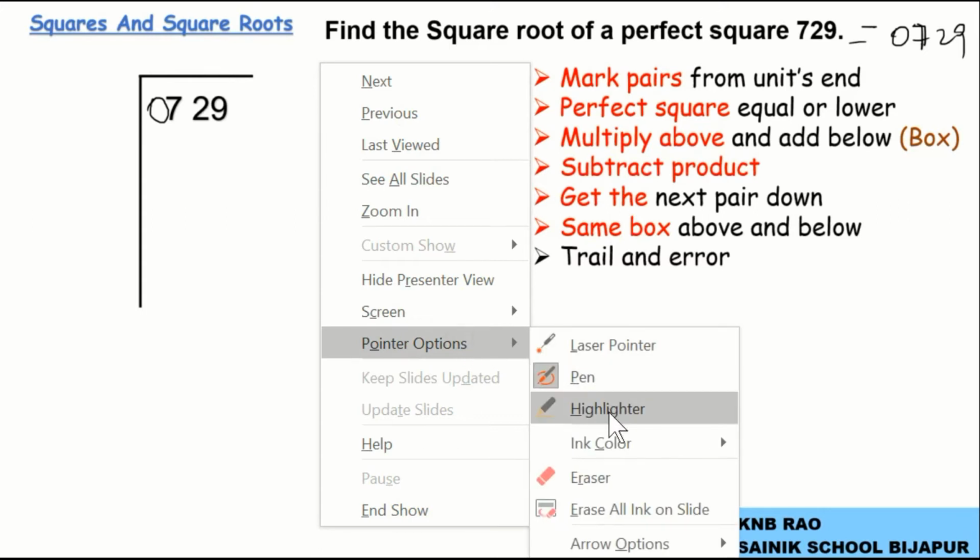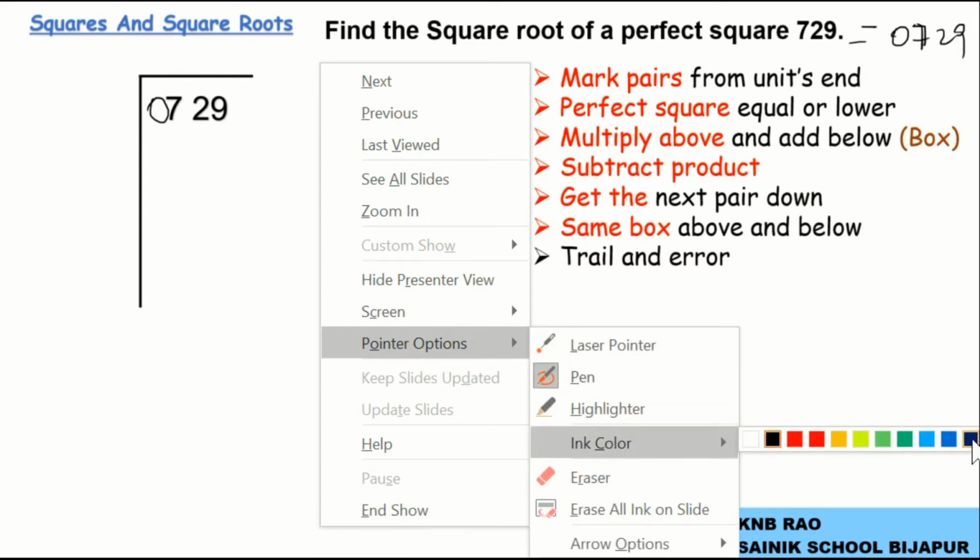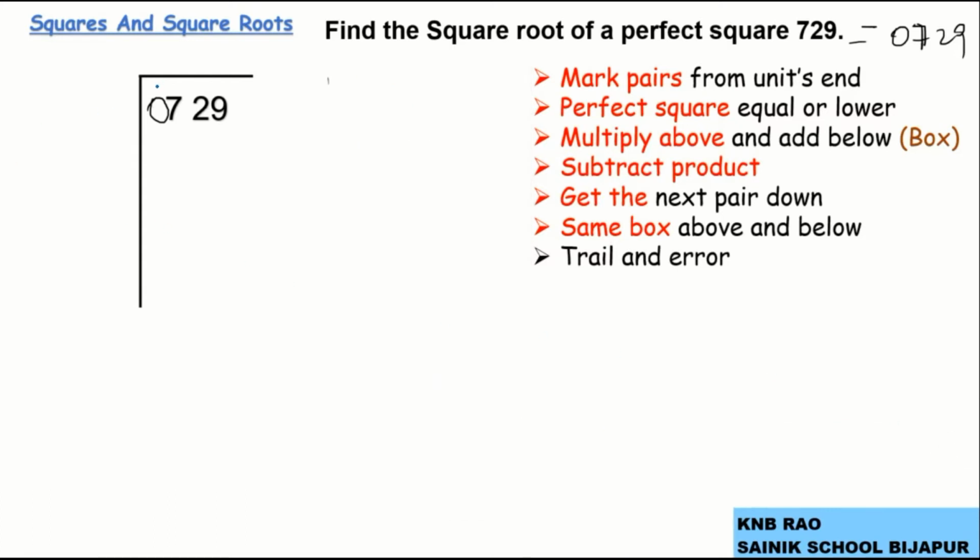I will choose some other ink children. I will choose now blue. Here 0729 are the pairs, but I marked from unit end. I have not gone wrong. Here I am marking from units end only. So 29 is one pair, 7, and by taking 0, 07 is another pair. Now I have only option of 1, 4, 9. So obviously 4 is the right one. That means 2 2s are 4 and 7 minus 4 is 3.